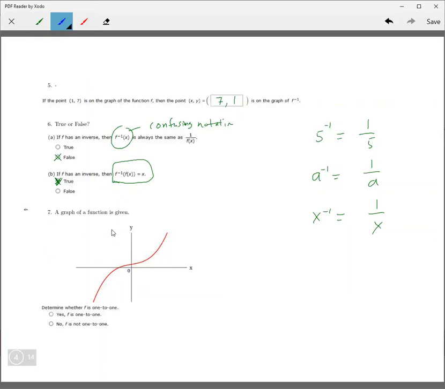Okay, so number 7. This satisfies the horizontal line test, right? Because the horizontal line doesn't intersect in more than one place, so this is 1-to-1.